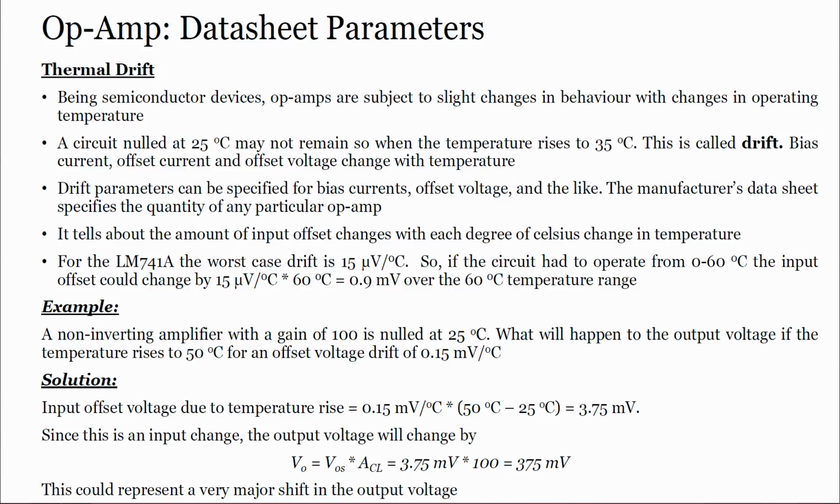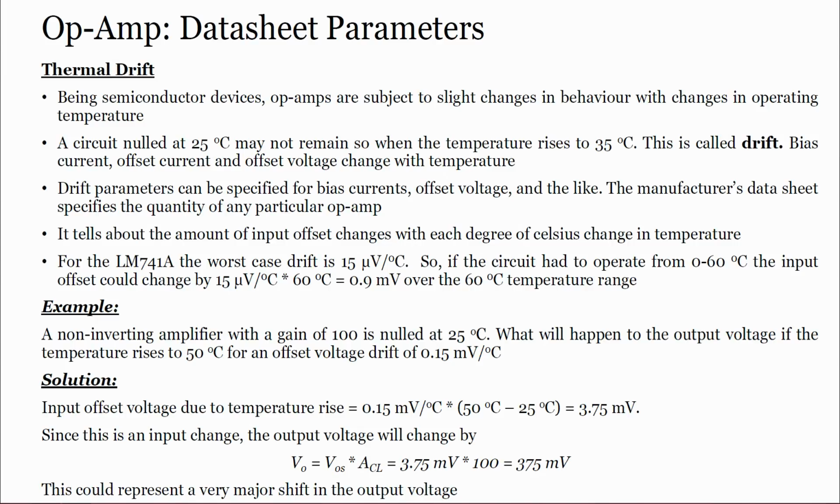What will happen to output voltage if the temperature rises to 50 degrees centigrade? From 25 we go to 50 degrees centigrade, and for an offset voltage drift of 0.15 millivolts per degree centigrade, it is very simple. We can write the input offset voltage due to temperature rise as 0.15 millivolts per degree centigrade times (50 minus 25), which is equal to 3.75 millivolts.